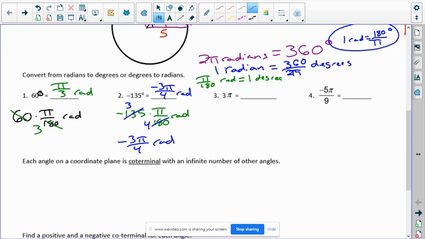So here we have 3 pi radians. Pi is 180 degrees, so we have 3 times 180 degrees. So this is 540 degrees.